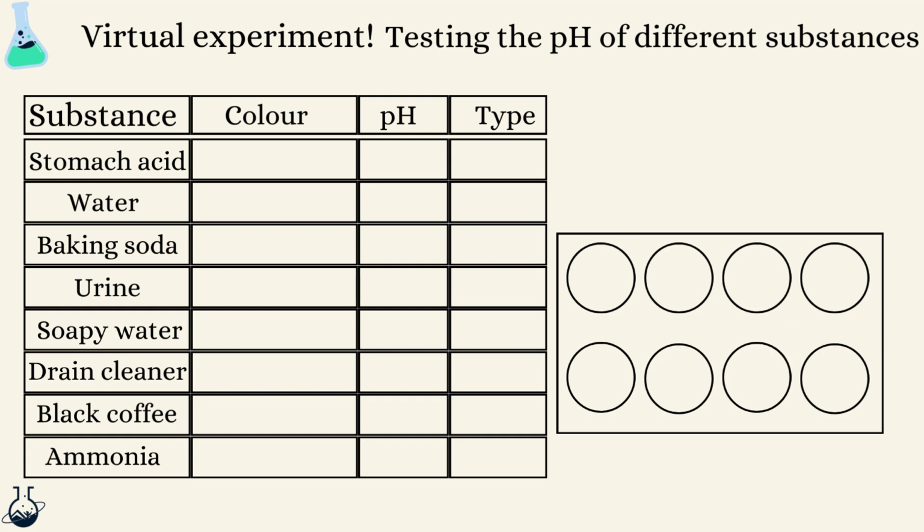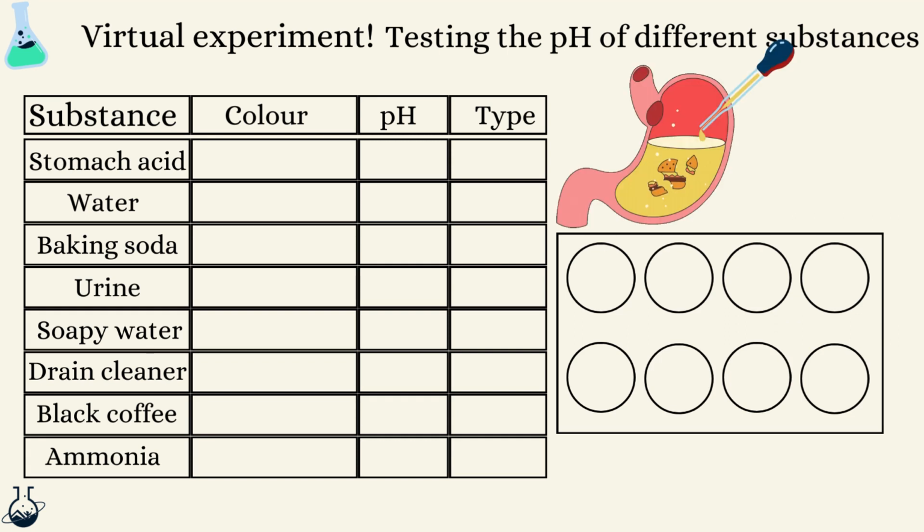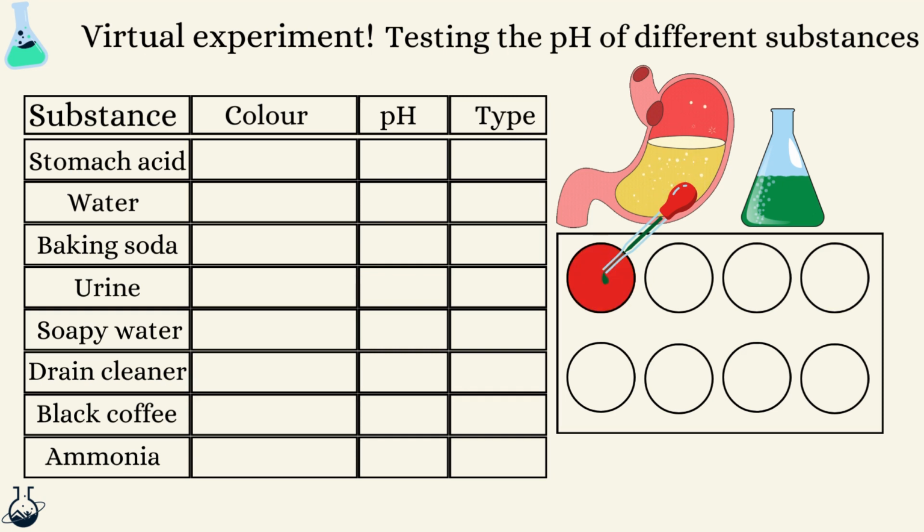My spotting tile is ready. Let's extract 2 millilitres of stomach acid, aka hydrochloric acid, and transfer it over into my first well. Now I can use a different pipette to extract some universal indicator. Add 2 drops into the same well as the stomach acid and observe any colour changes, which I can see, it's turned red.